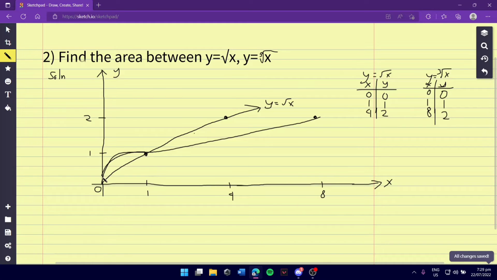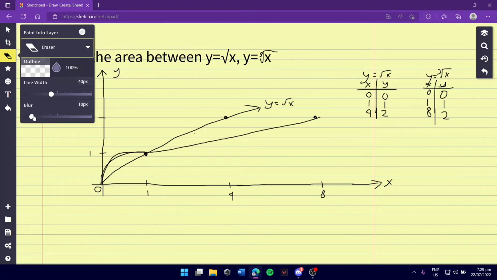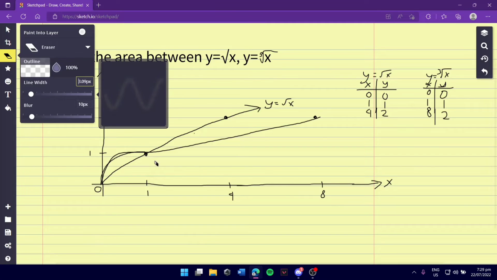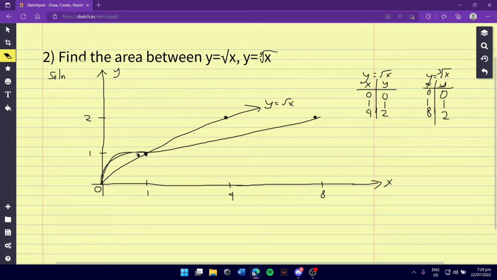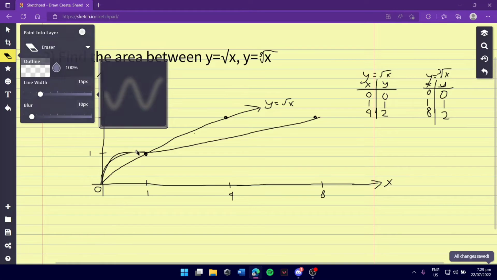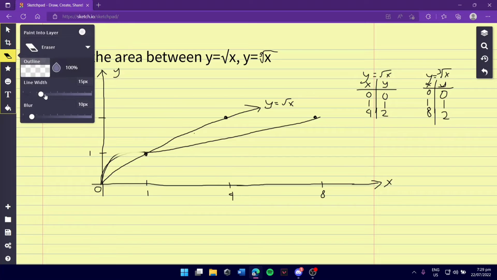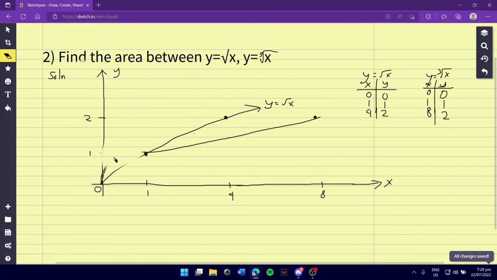Para medyo curve gawa. Like that. We will erase. Oh no, wait, again.